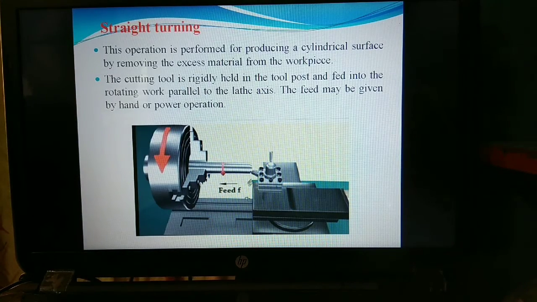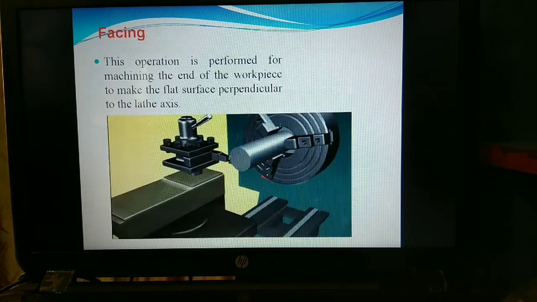So the first operation is the straight turning operation. This operation is performed for producing a cylindrical surface by removing the excess material from the workpiece. The cutting tool is rigidly held in the tool post and fed into the rotating work parallel to the lathe axis. The feed may be given by hand or power operation.